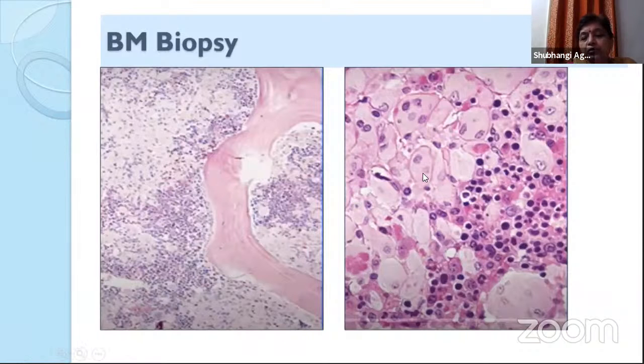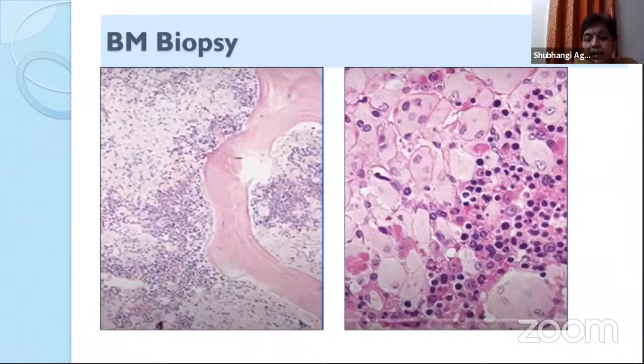This is the high power view to show you that these cells are very large with abundant eosinophilic cytoplasm and round to oval nuclei, and there are also multinucleated giant cells. These are binucleate and multinucleate giant cells. Some of the hemopoietic marrow can be seen here. These are the Gaucher cells which are seen on bone marrow biopsy.